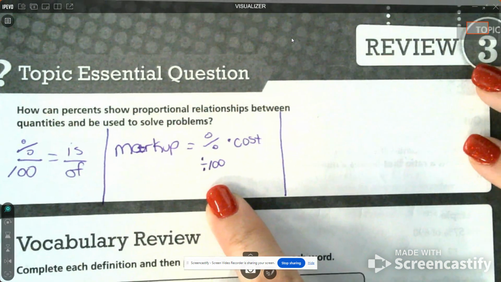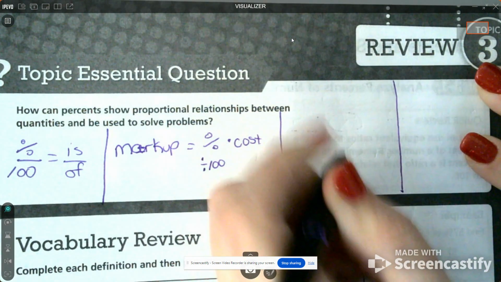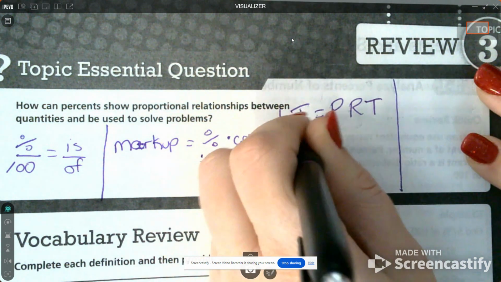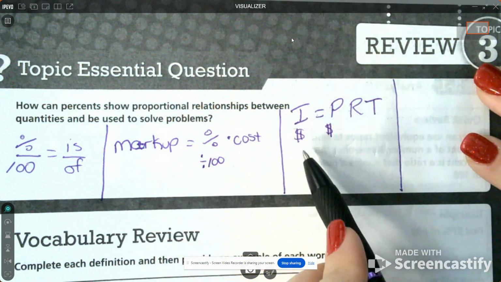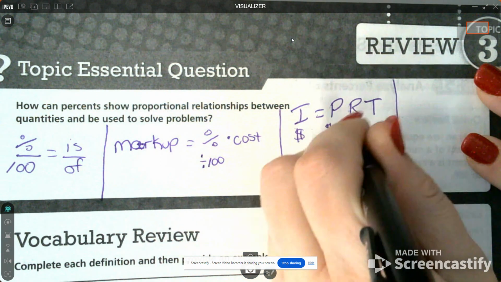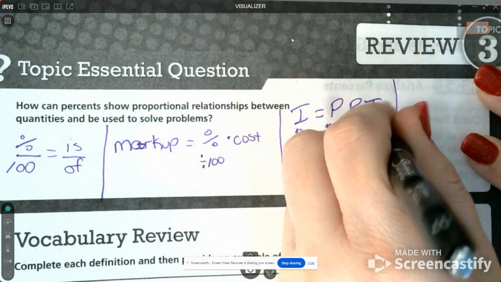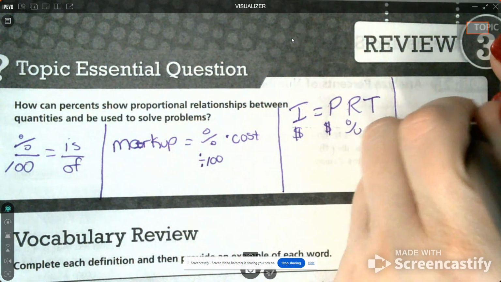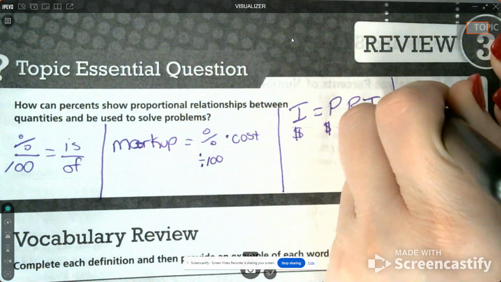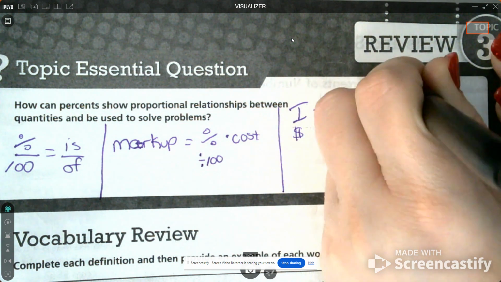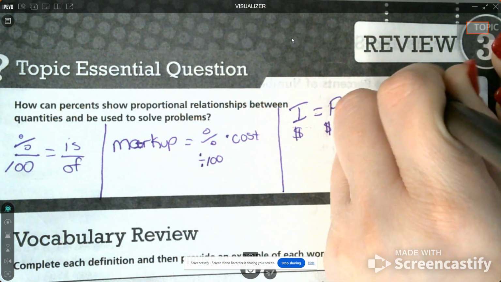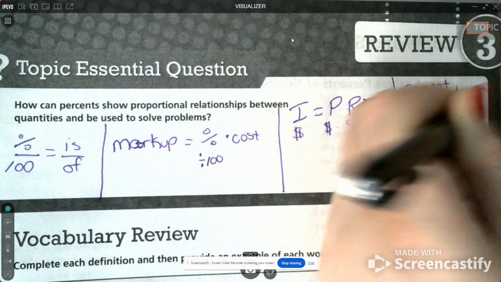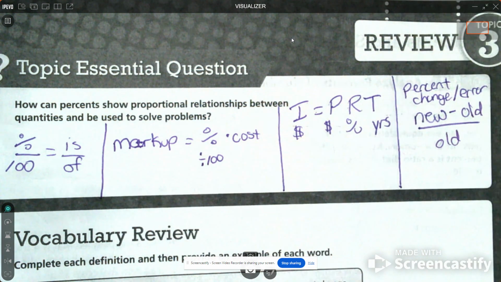The third thing you absolutely have to know is your interest. So I equals PRT. Your interest and principal are going to be money. Your rate will be percent, and your time will be in years. And the last thing is what we just did, percent change and error. You do new minus old, and you divide by old as well.